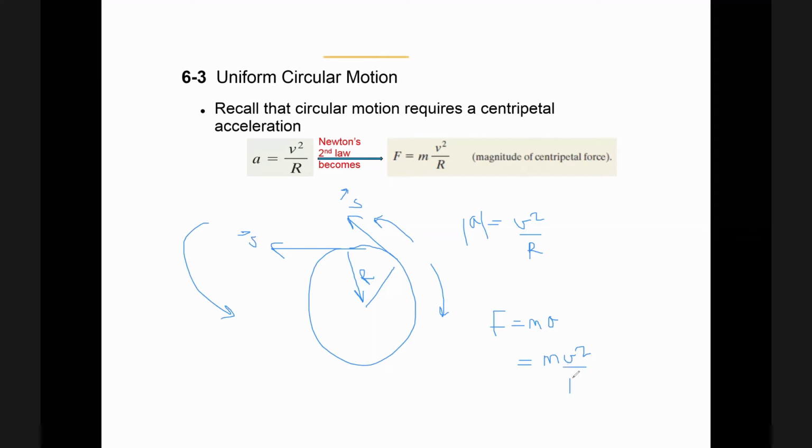But how about the force? Yes, it's a force that caused the object to be in a centripetal or uniform circular motion. The direction of this force should be the same direction as the acceleration. So the acceleration is toward a center, and the force of pulling also has to be toward the center. What can this force be?